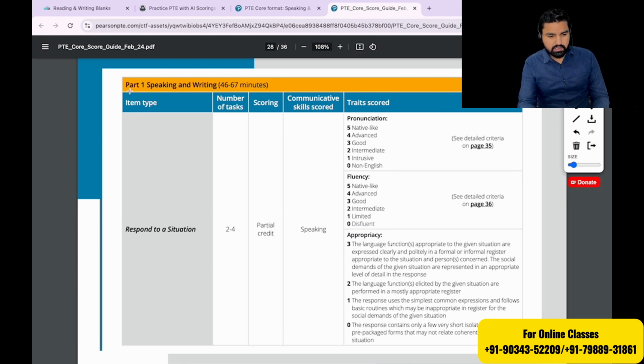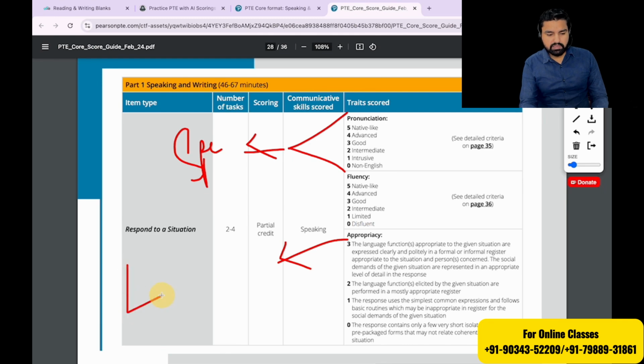And over there you will see there is this part 1, speaking and writing. Now in this part 1 there is a question type which is respond to a situation. They have mentioned that there are going to be 2 to 4 tasks based on this, and there is a partial credit system. Means marks from this question will be going to the listening and speaking modules, right? So there are 3 enabling skills. The first one is pronunciation, then there is fluency and appropriacy. If you see, pronunciation and fluency, these 2 skills will be contributing marks towards the speaking part. And this third one, which is appropriacy, will be contributing marks in the listening module.